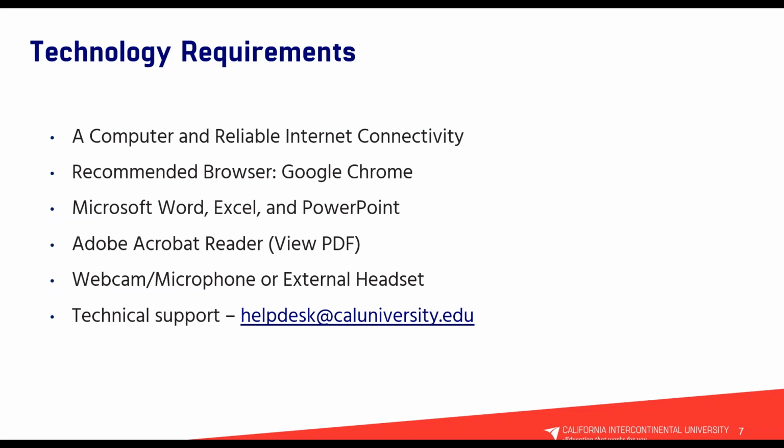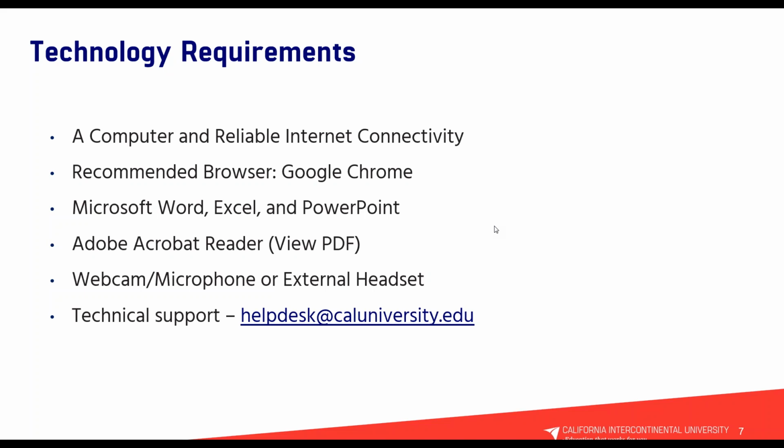If you don't have Microsoft Office, we got you covered. When you enroll here with CIU, you will be provided a university email address from Microsoft, and that will give you the ability to download your Office 365 program, which will include Microsoft Word, Excel, PowerPoint, and all the other programs that come with Microsoft Office. You'll also be utilizing Adobe Acrobat Reader because a lot of our supplemental documents will be downloadable via PDF.